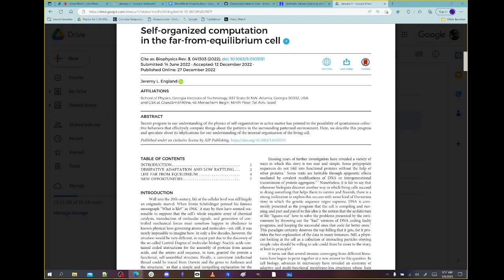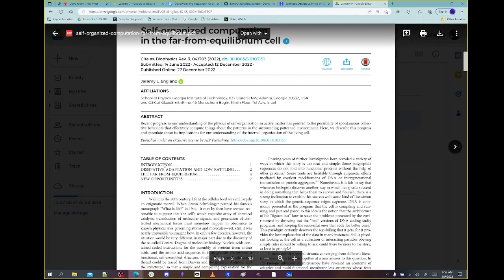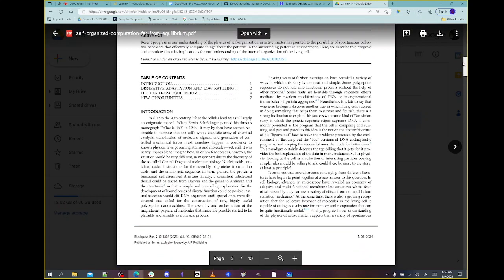And then there's this relationship to the internal organization of cells. One of the things he does here is talk about something that has been studied, which goes back to Schrodinger's paper, What is Life, from 1944. It talks about how the cell's whole array of chemical reactions, transduction of molecular signals, and generation of controlled forces somehow happen in obedience to known physical laws, but still it's impossible to imagine how this leads to a living system, or at least according to Schrodinger, because we kind of know some of that now.